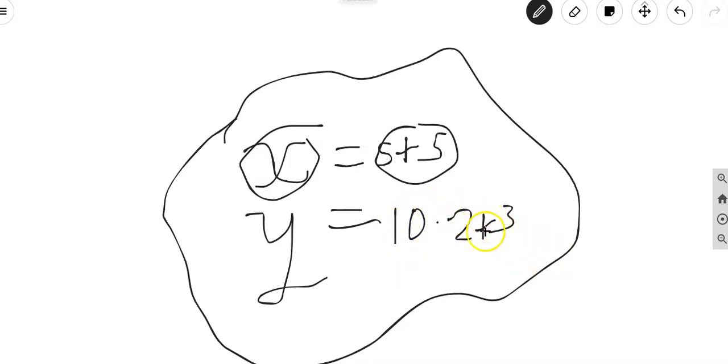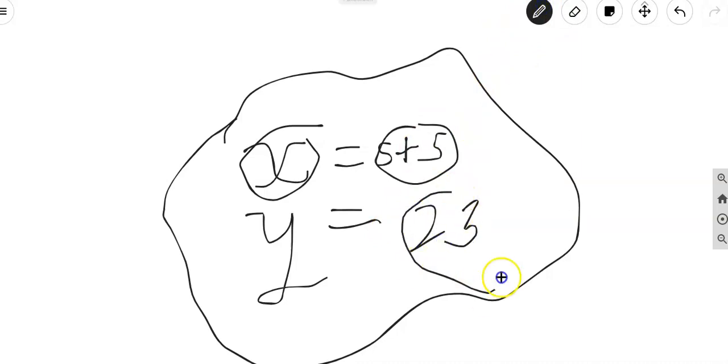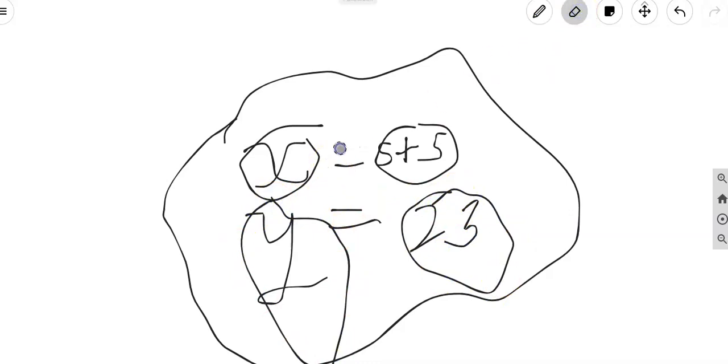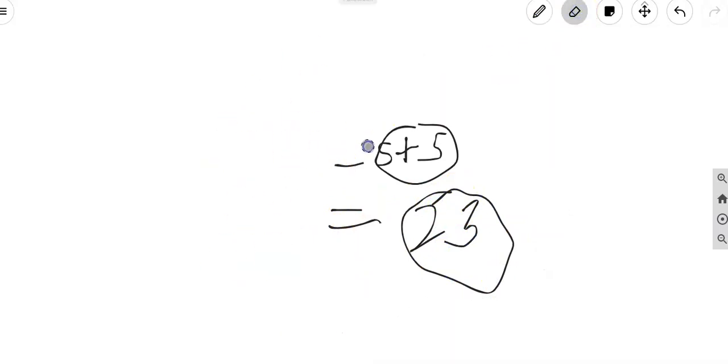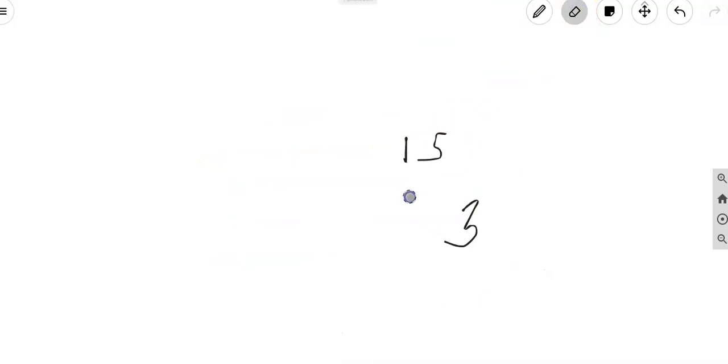By the way, I forgot about the plus. So now 10 times 2 is equal to 20, plus 3 equals 23. And so y equals 23. Simple, right? We'll go harder when it gets advanced, but don't worry, for now it's quite simple. Math is actually quite simple in most cases.